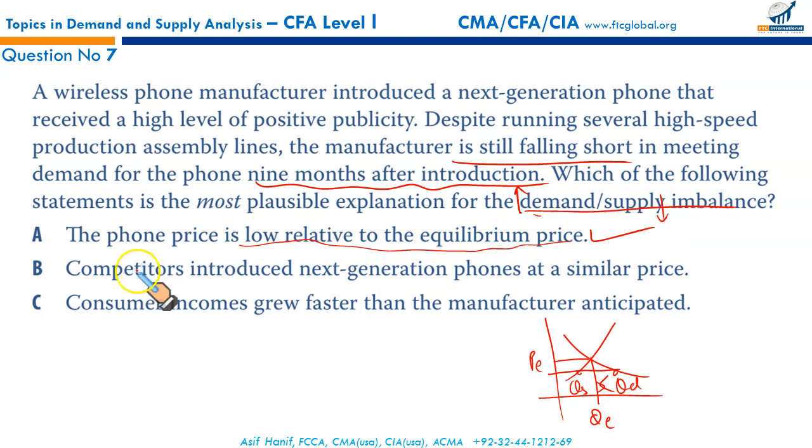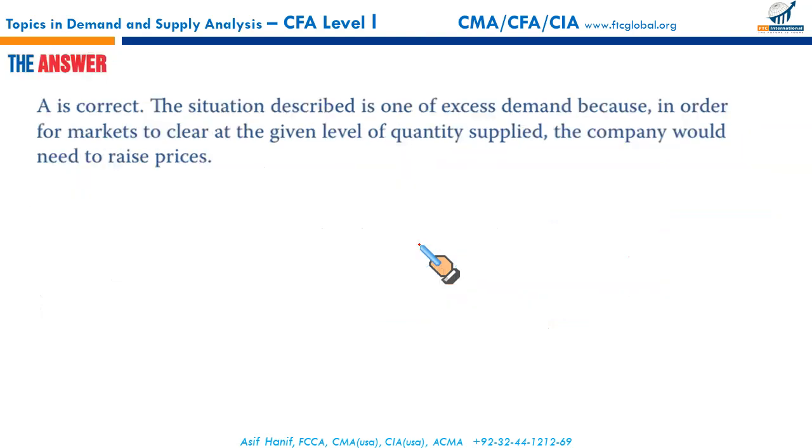Why not B? Competitors introduced next generation phones at a similar price. Now that would have resulted in more supply of this type of product in the market, so we would not have seen such a shortage. So it's not a correct option. Consumer incomes grew faster than the manufacturer anticipated. Well, yes, an income increase could result in an increase in demand, but that's not one of the plausible reasons we're looking for. A is the most appropriate one. There is a shortage at this attractive price and the firm is unable to meet the demand, and that makes A the correct option.